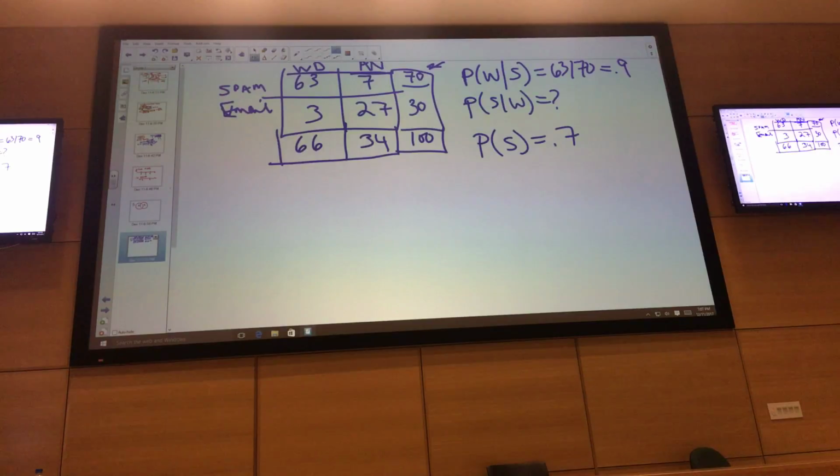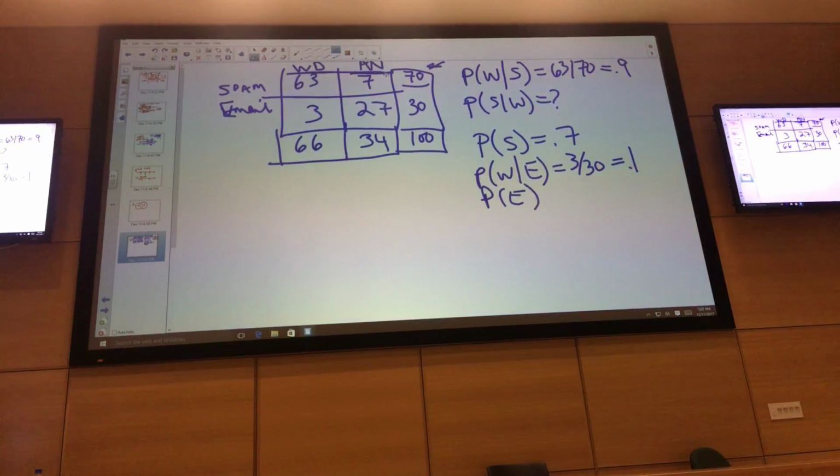What's the probability of wingdings given that it's email? There are 3 emails that have wingdings, but it's 3 as a percentage, as a subset of the 30 that are emails. Right? So the probability of wingdings given that it's email is 10%. Okay? And then the probability that it's just email generally is 30%. That's this 30 right here.